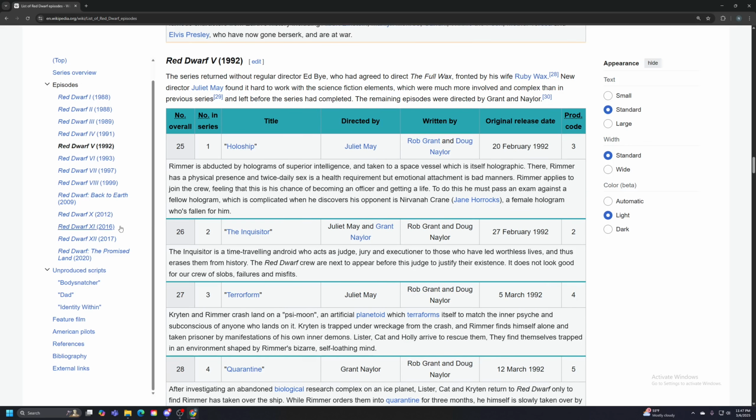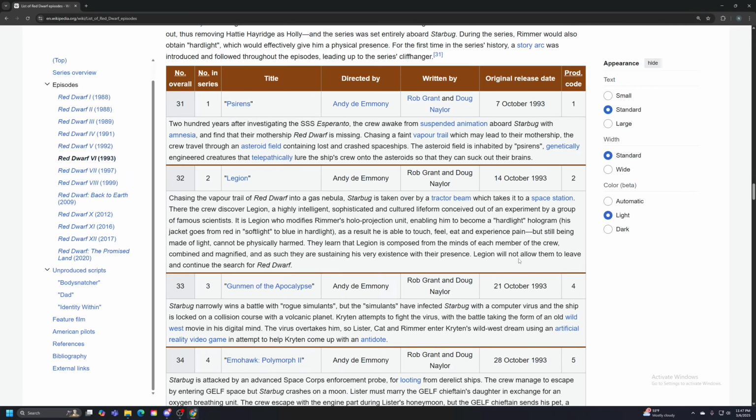There's 12 seasons of this, and I'm only on season 5. How long have I been going for? I've been going for 25 minutes. It's a long page. This is going to be a long one. Oh shit, maybe I might have to do this in multiple recordings.